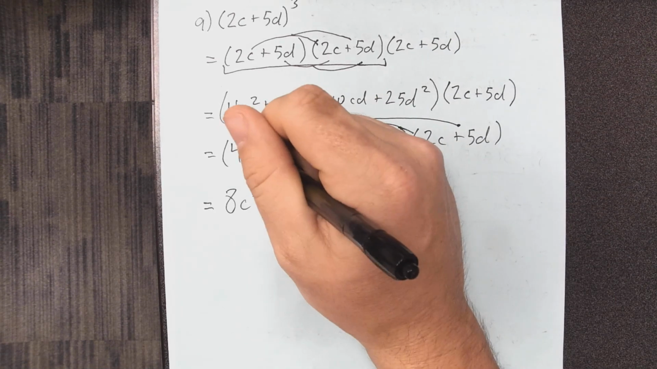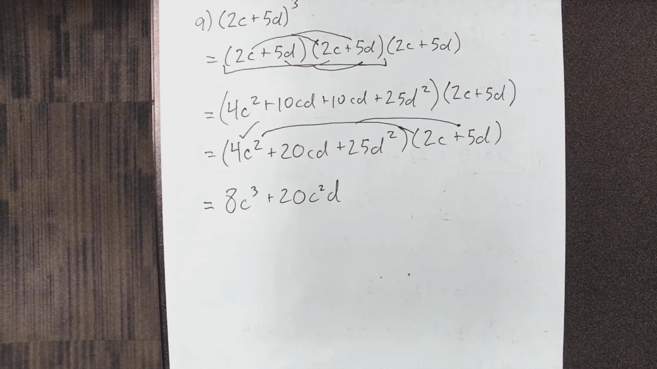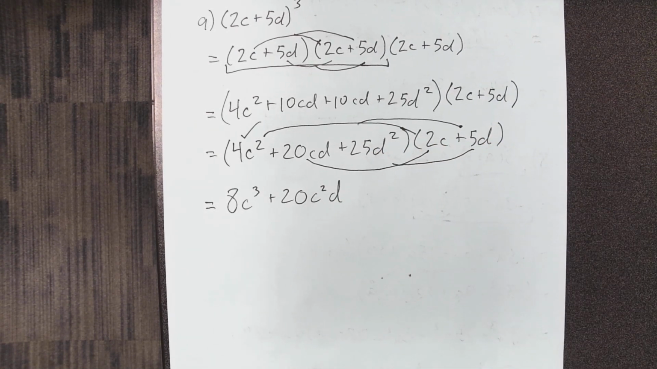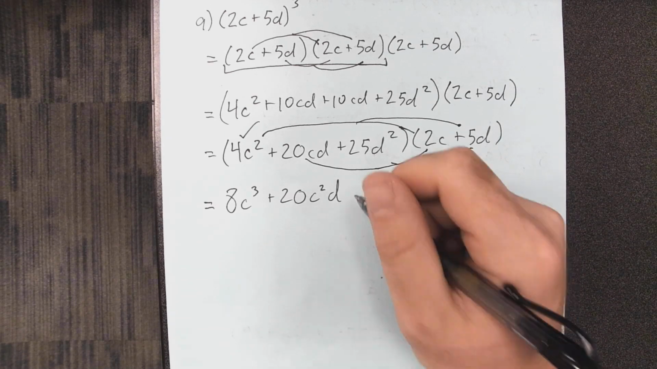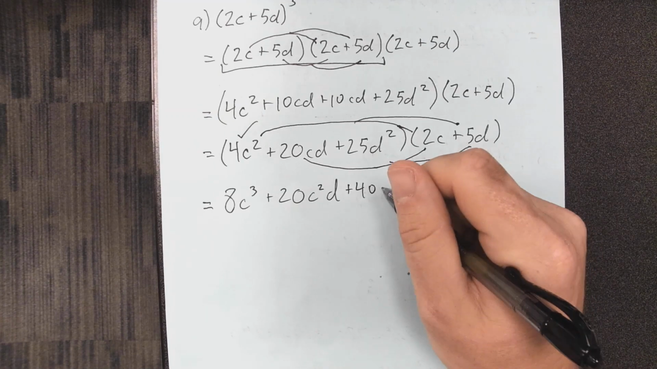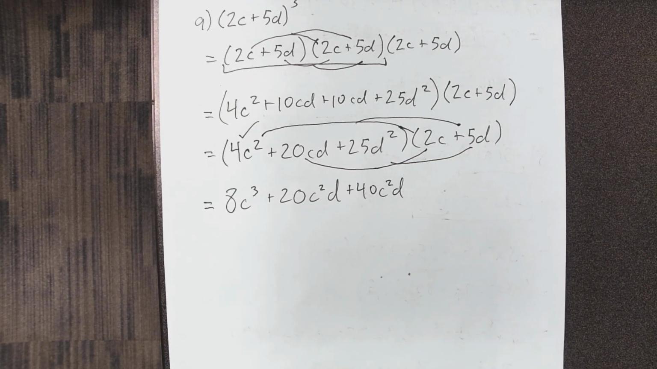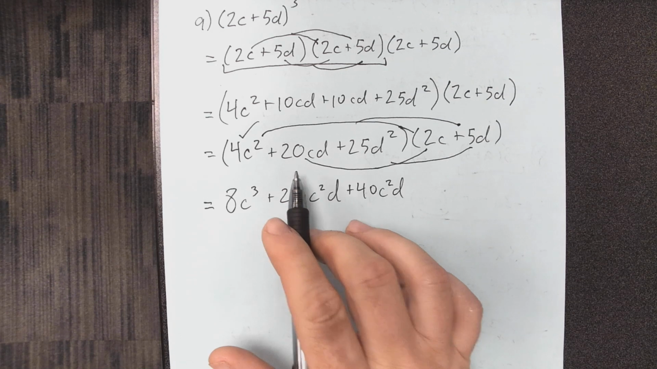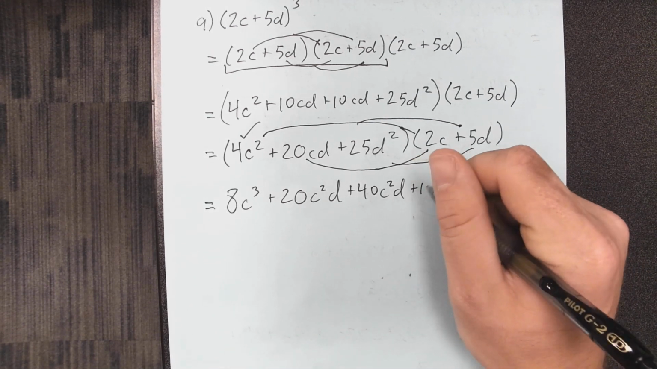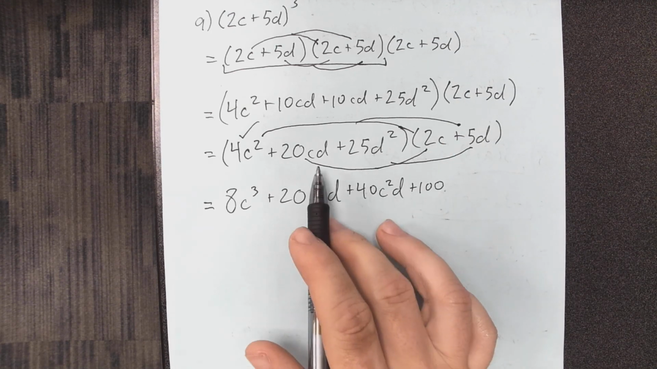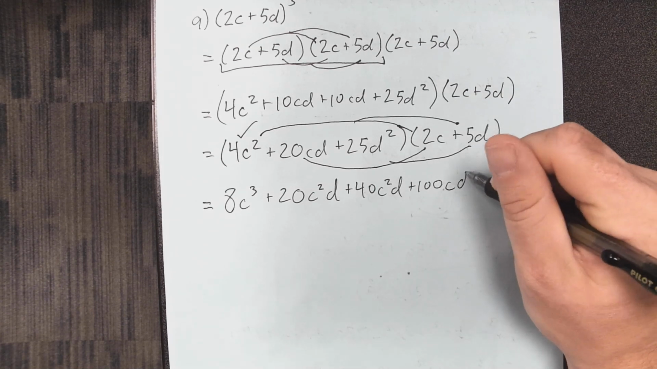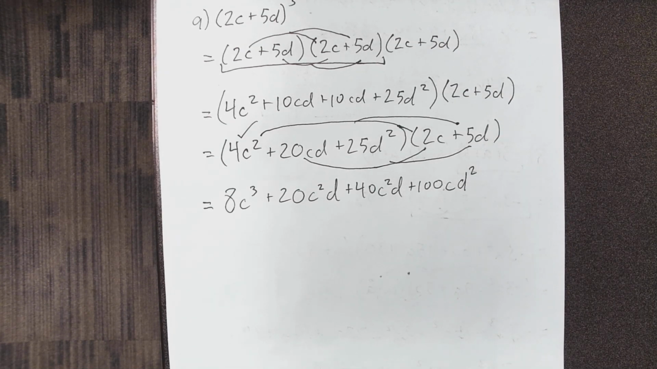So check on the first term, now distribute the next one. So 20 times 2 will be 40. And then c times c is c squared, and we also got the d there. And then 20 times 5, that'll be 100. And then I got c times nothing else, and then d times d is d squared.